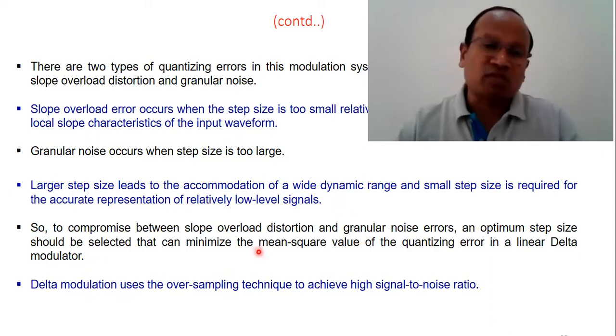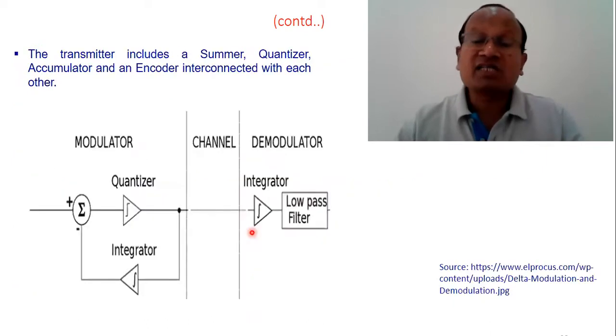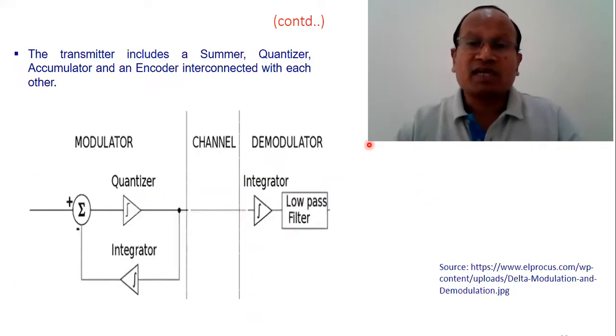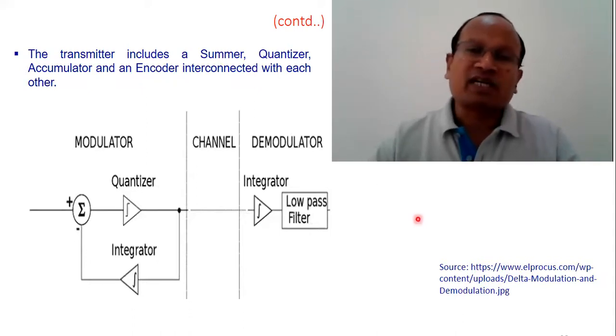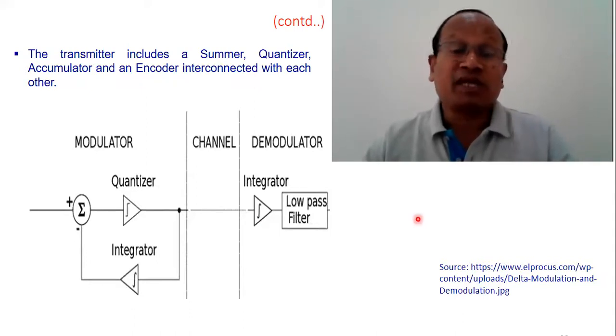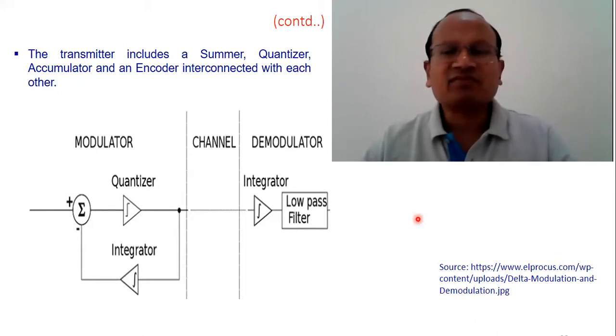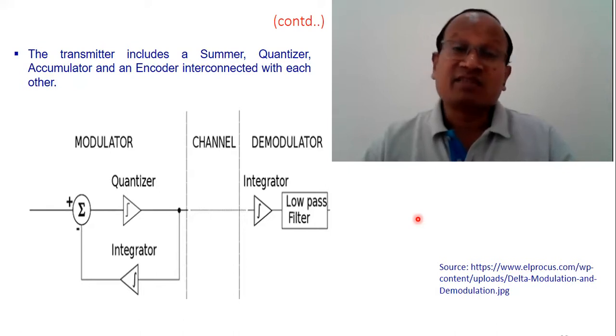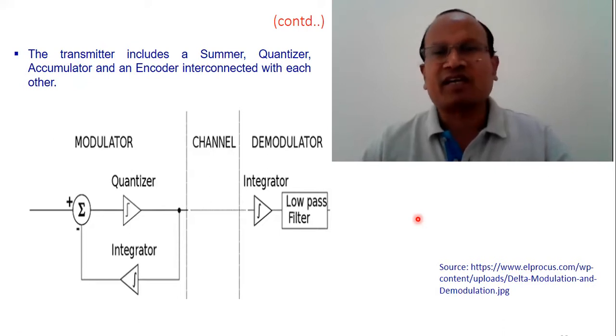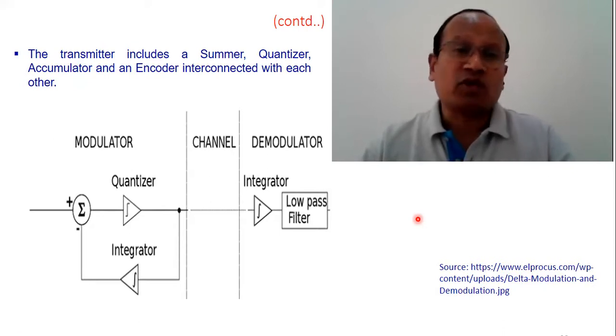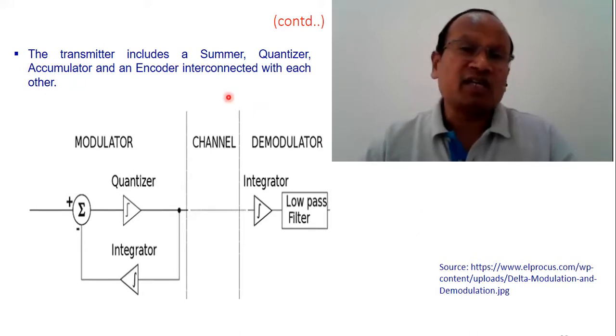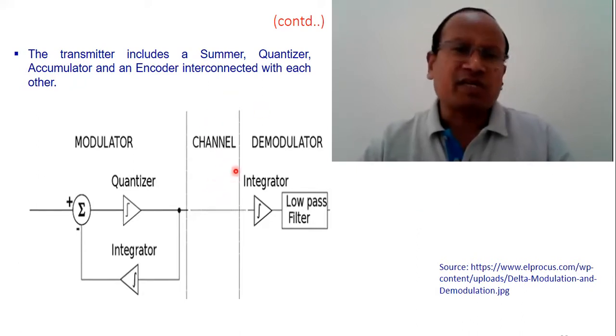So delta modulation uses an oversampling technique to achieve high signal to noise ratio. Means the improved SNR. When we use delta modulation, there we get improved SNR. It is because there is very much correlation, and we also try to reduce the possibility of distortions or the granular noise, what we call slope overload error and granular noise, and therefore signal to noise ratio is very good in the delta modulation.